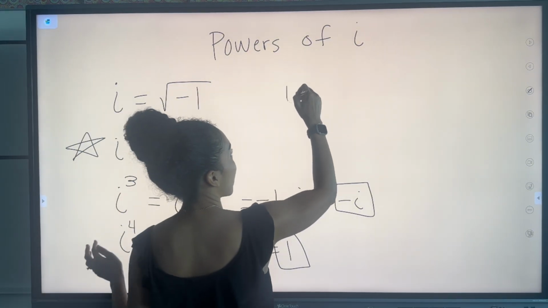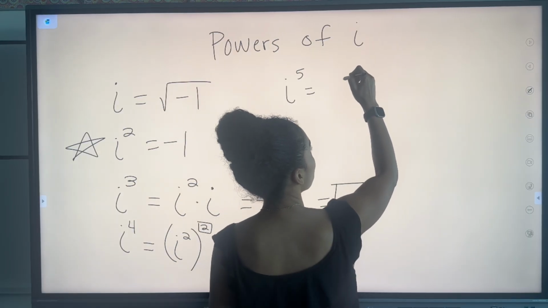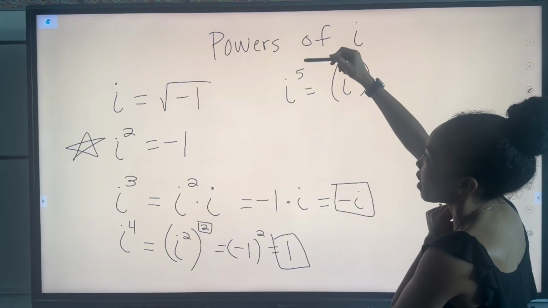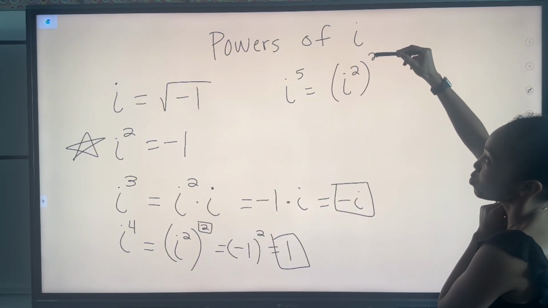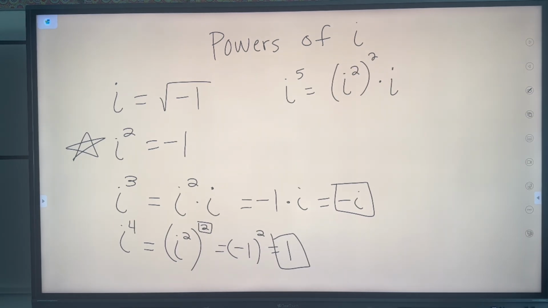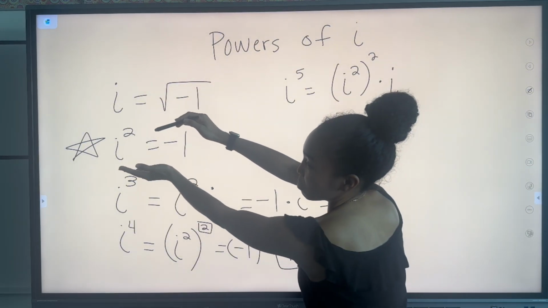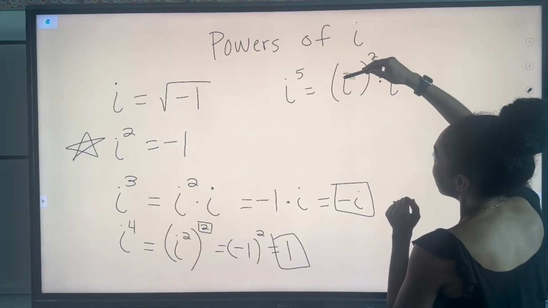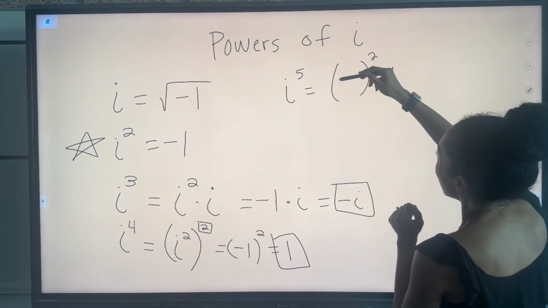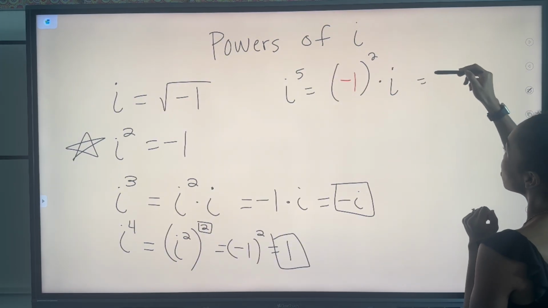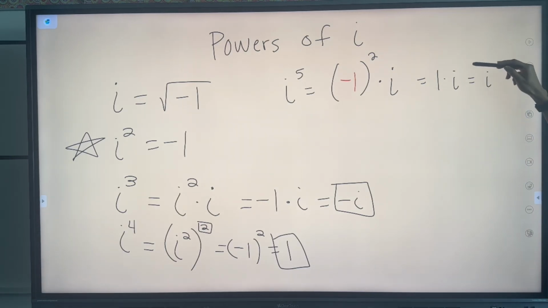Okay, let's go on to i to the power of 5. Always start with i squared. What does the exponent need to be to get close to 5? 2, because 2 times 2 would give you 4, but you need to multiply by another i to get 5. So you get i to the power of 5. Now remember, this is what's important. i squared is negative 1. So I'm just going to erase this and put negative 1. What is negative 1 squared? 1. So this is 1 times i, which is just i.